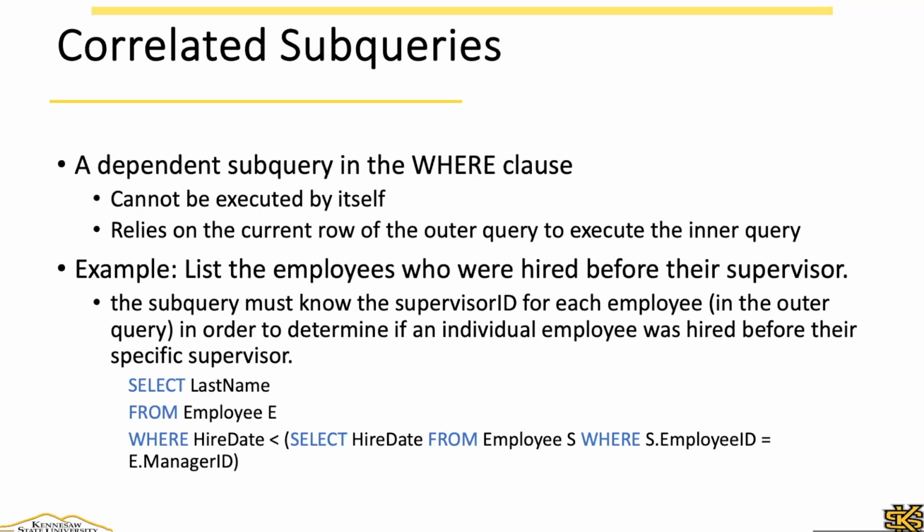Then we have the correlated subqueries, also known as dependent subqueries. These occur within the where clause and cannot be executed independently because they rely on the current row from the outer query to execute the inner query. Let's walk through an example of a correlated subquery. Imagine you need to list employees who were hired before their supervisor.